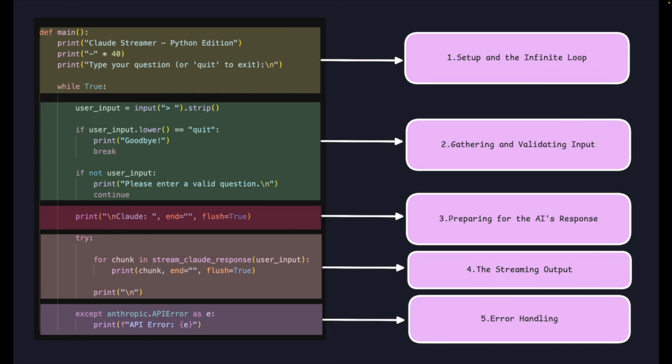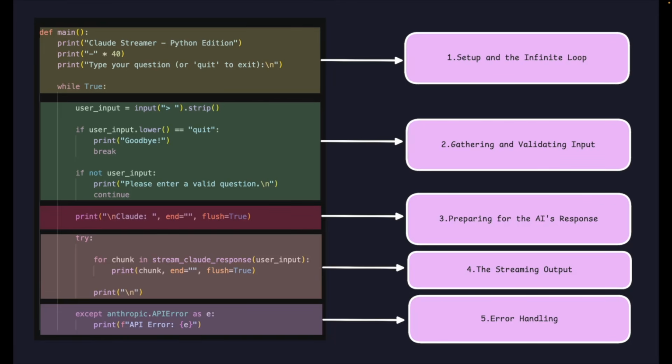The main function can be divided into 5 sections: setup and infinite loop, gathering and validating input, preparing for the AI's response, the streaming output, and error handling. The first 2 sections are pretty straightforward. Now, coming to the third section, preparing for the AI's response. In the print statement, it prints Claude to let the user know the AI is speaking. The end equal to empty string: by default, Python's print function adds a hidden newline character at the end, moving the cursor to the next line. This overrides that behavior, keeping the cursor on the exact same line.